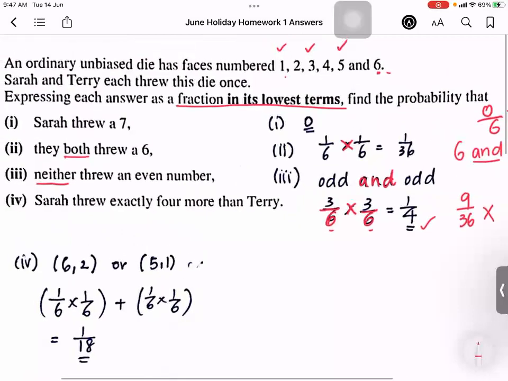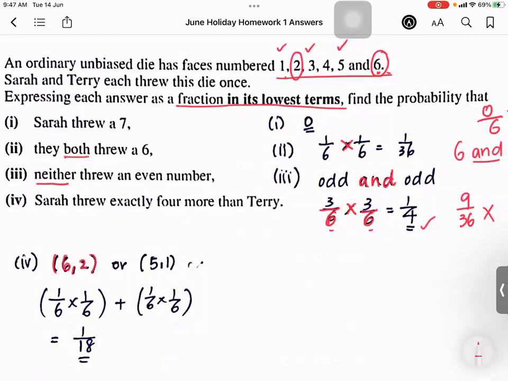What do you mean by 4 more than Terry? That means I need to look at all these combinations. What can Sarah throw? Sarah must definitely throw a larger number. 4 more. So what combinations can I have? I can have Sarah throw 6. Exactly 4 more. 6 minus 4 gives me 2. So it's a combination 6, 2.